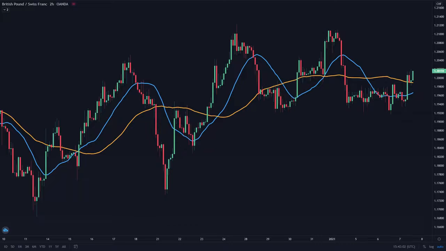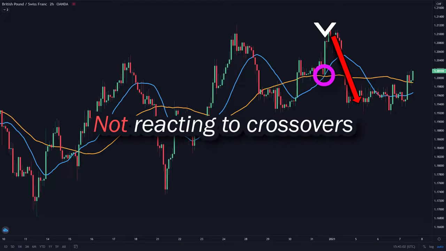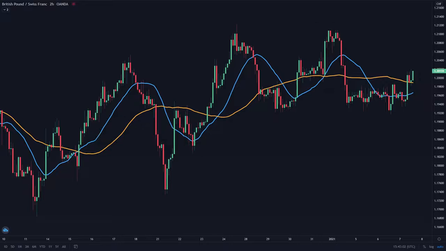And now you can see it again here. The moving average crosses upwards, but the price instead went downwards. So clearly, this market has a history of not reacting to the crossover. And so I will not use the crossover strategy on this market. So let's look at another pair instead.